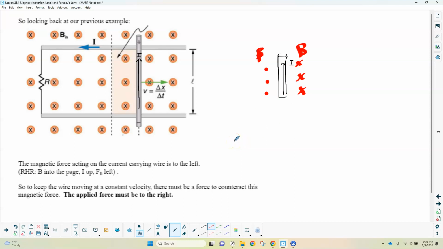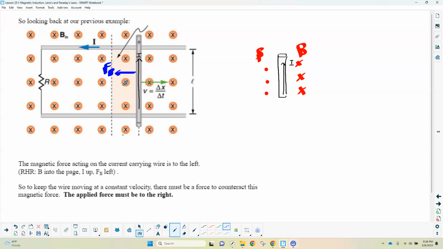Also, when there's a current in a field, there's a force on it too. So we can think about if this current's going up and the field is going in, if I use the first right-hand rule, there's a magnetic force from that current that is going to the left. So FB is going to the left. And if you think about it, we're moving it to the right and FB is going left. So what's it going to do? It's going to slow it down.